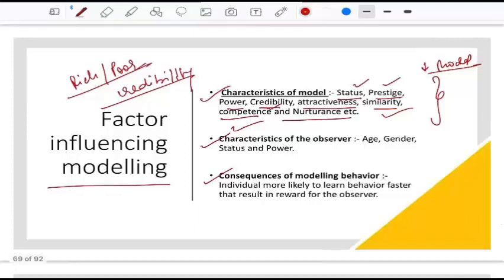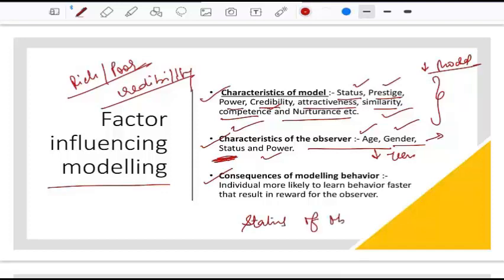And characteristics of the observer are age, gender, status, power. Why age? Teenagers mostly follow their role models, and after 30, people tend to be settled down. And gender, why gender? Because girls will mostly make girls their role models, and boys make boys their role models only. In status, in most of the cases, not all the time, the status of the observer is lower than the model.